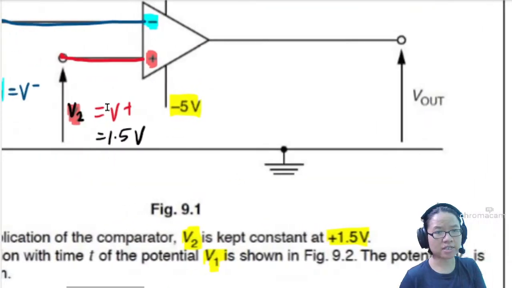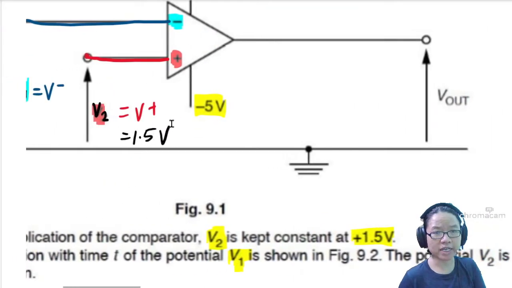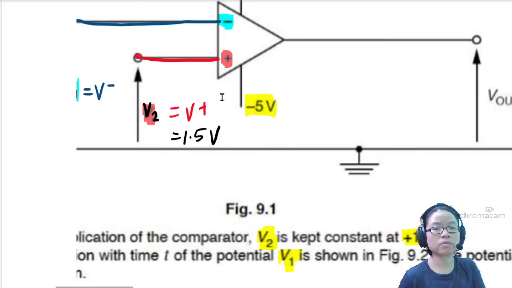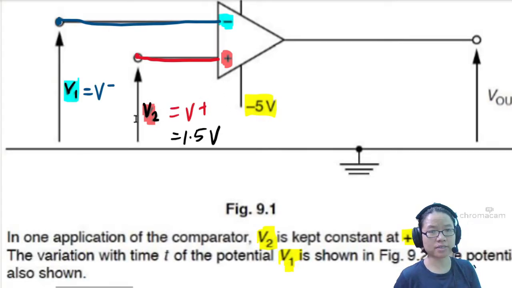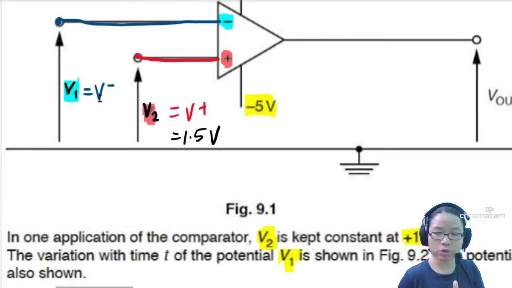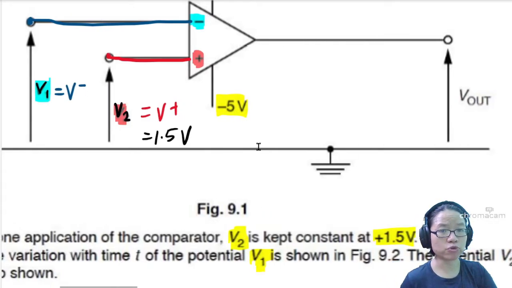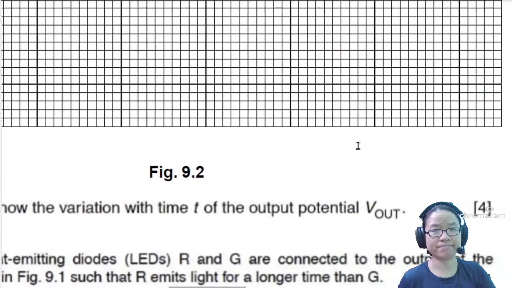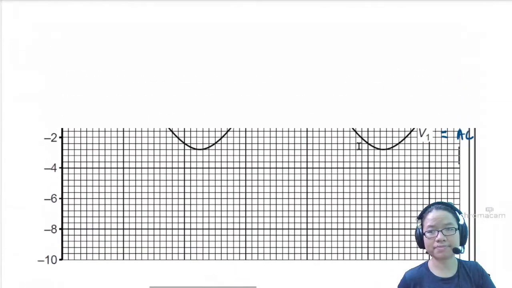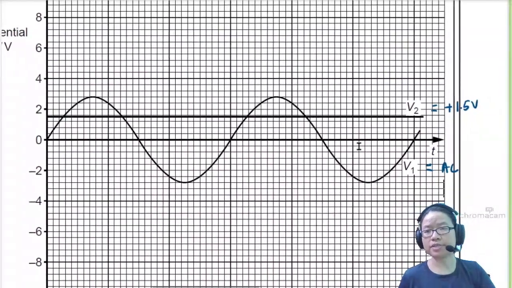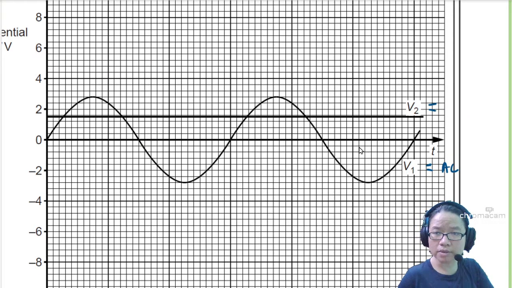If you stare at this, the non-inverting input is V2. So 1.5 is V plus, or V2 is V plus, and V1 is V minus. Okay, so I will label that now for you. V plus is 1.5. So let me zoom out a bit. This V2, the value is not important, is equal to V plus.